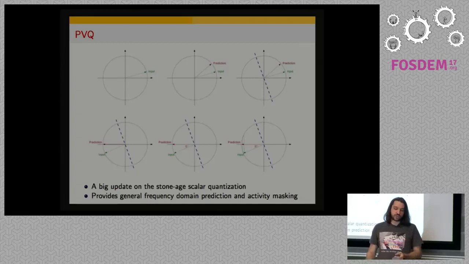So the way it works is, I'm not really going to explain it, but you can see from the diagram that if you imagine the coefficients inside a block as a vector, you can describe that vector as pointing to the surface of a sphere, an n-dimensional sphere. And if you have another vector, which is what you want to predict from, you can do just a half-space reflection, and then you just send a theta angle, which is n minus one values long.